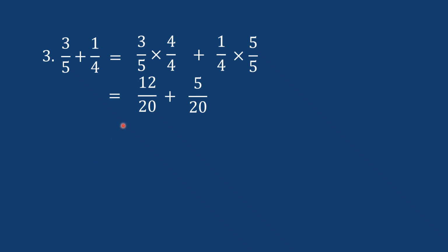The denominators now are the same. So we can just add the numerators. 12 plus 5 is 17. So the answer is 17 over 20.